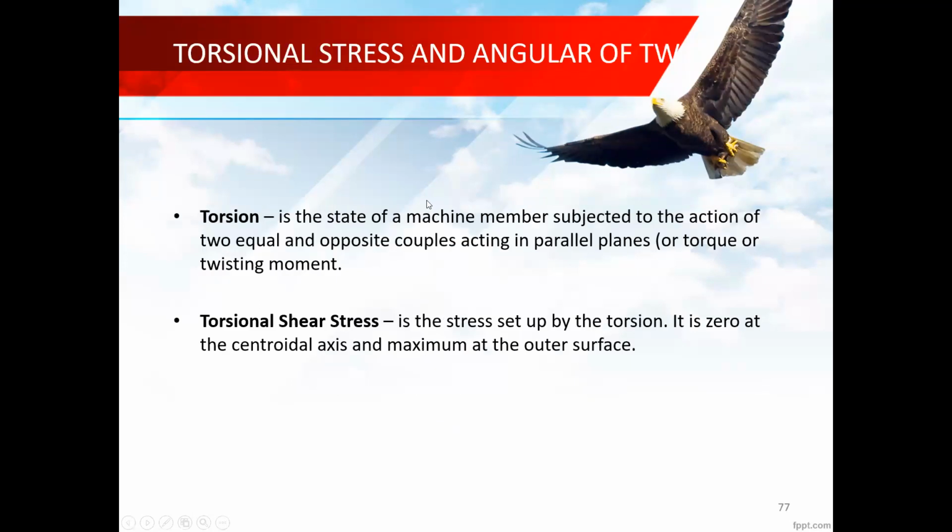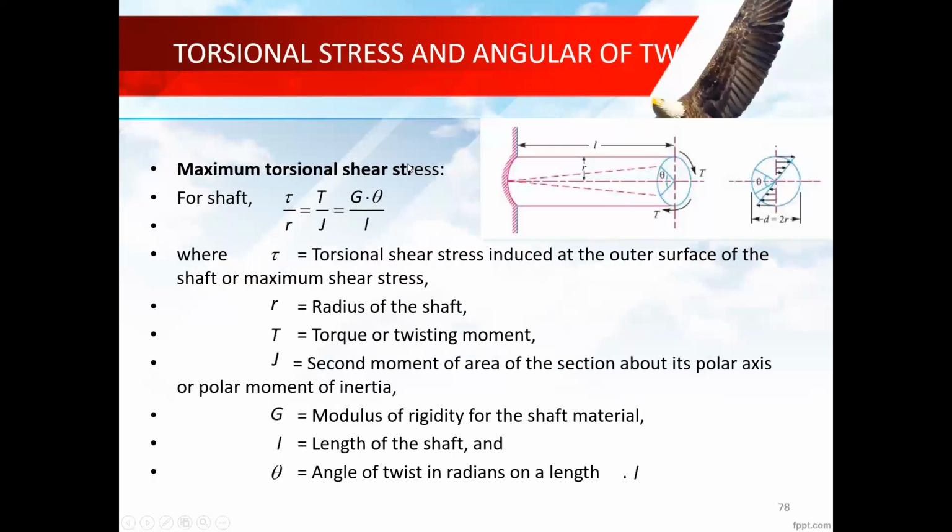Next, torsional stress and angle of twist. Torsion is the state of a machine member subjected to the action of two equal and opposite couples acting in parallel planes, or torque or twisting moment. Torsional shear stress is the stress set up by the torsion. It is zero at the central axis and maximum at the outer surface. So the maximum torsional shear stress for a shaft is tau over r is equal to T over J is equal to G times theta over L, where tau is the torsional shear stress induced at the outer surface of the shaft, or the maximum shear stress.